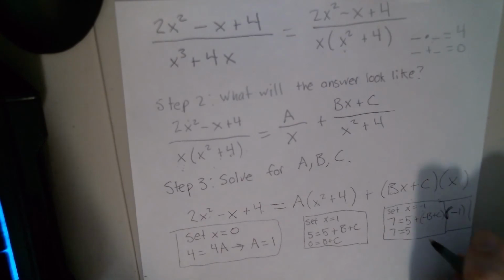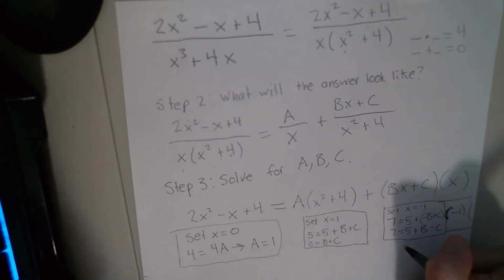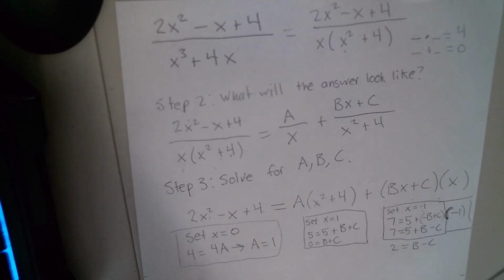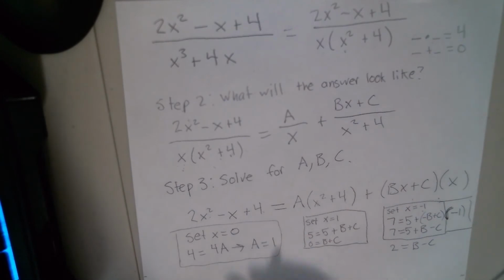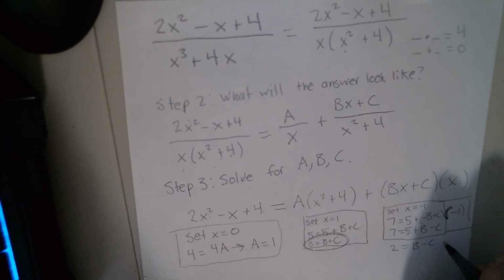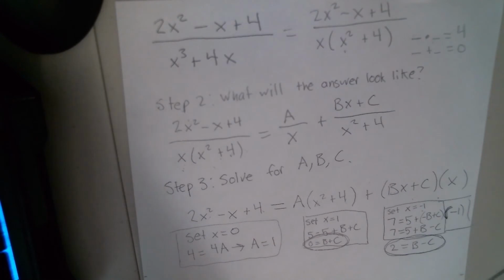Let's distribute in this negative. We get a positive b and a minus c. So let's subtract the 5 over. We get b minus c is 2. So you'll notice here I have two equations that I've got for b and c. This one right here and this one right here. So I have two equations with two variables that I need to find. Now I just need to find them.